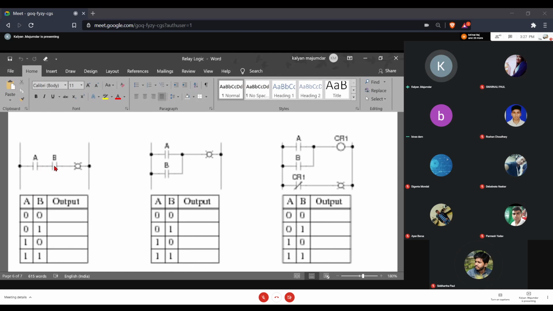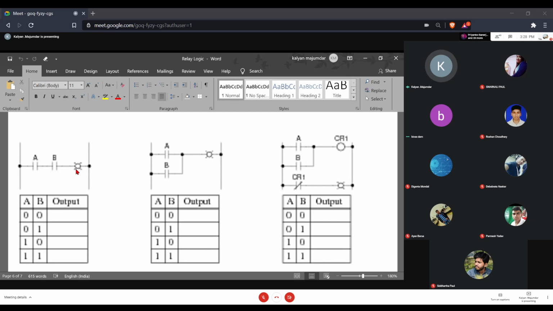You have two normally open contacts. A is open, B is open. Let us consider that these are push buttons. So if we do not press any of the push buttons, then A is open, B is open. Obviously, if both the contacts are open, they are in series. There cannot be any current flow. The lamp does not light up.